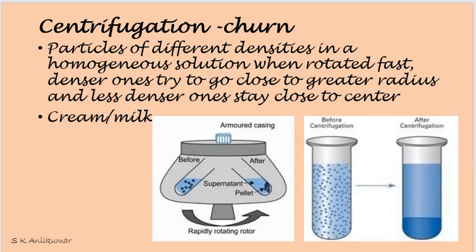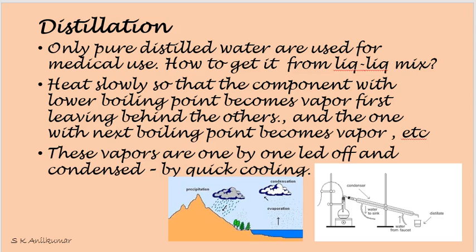Centrifugation means to churn particles of different densities in a homogeneous solution. When rotated fast, denser ones go toward the greater radius and less dense ones stay close to the center. That is how the different particles get separated from a homogeneous solution. When you have buttermilk, you will find it is of the same taste everywhere. But when you churn it, the cream or the butter comes out in one portion and the watery liquid comes out as another.